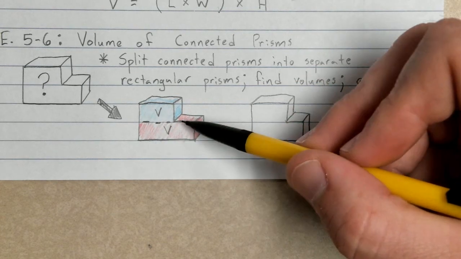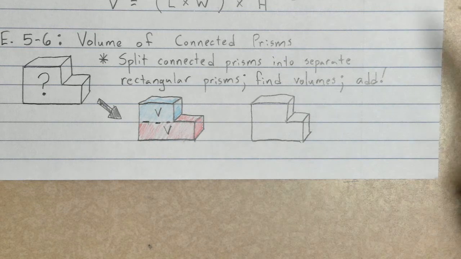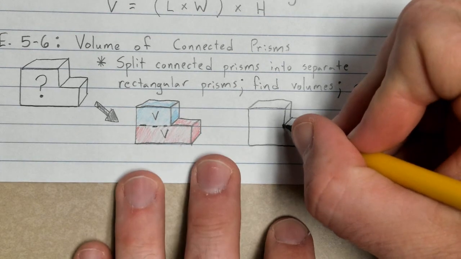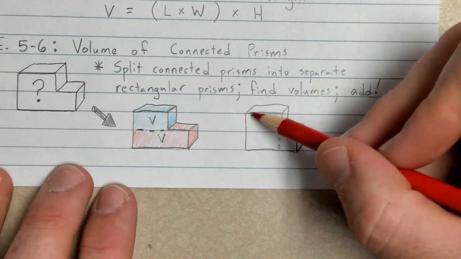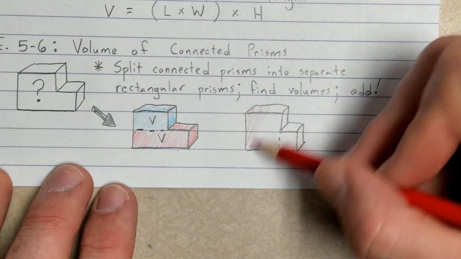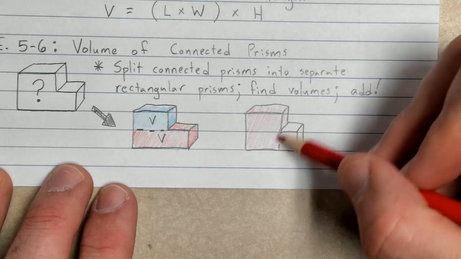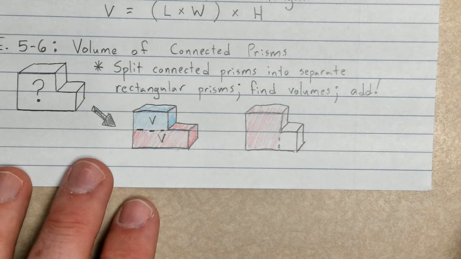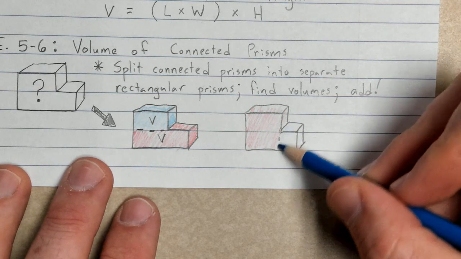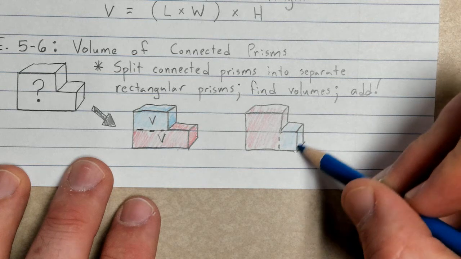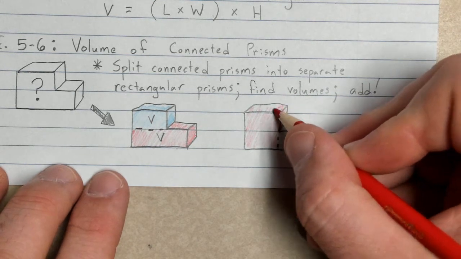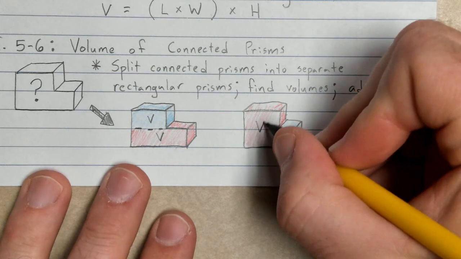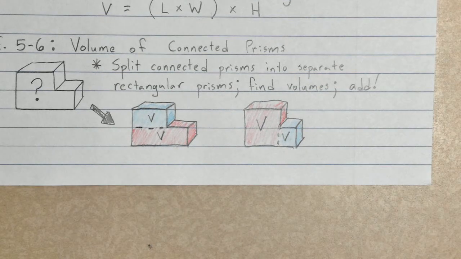Now, I sliced across, box on top of box. If you prefer, you could also slice down. And now I have one big rectangular prism right here and a little smaller one next to it. Kind of looks like two big high-rise buildings next to each other. Once again, I find the volume of this, I find the volume of this, and add those volumes together.